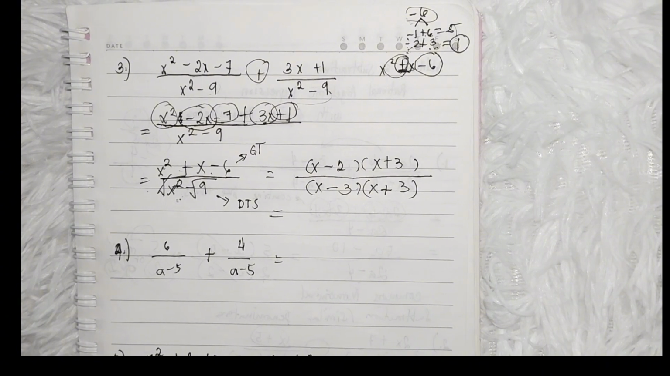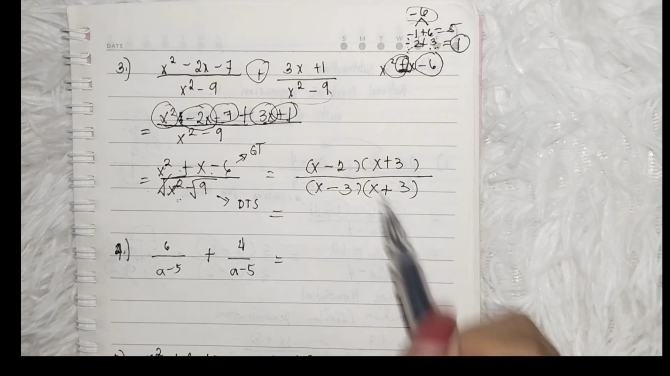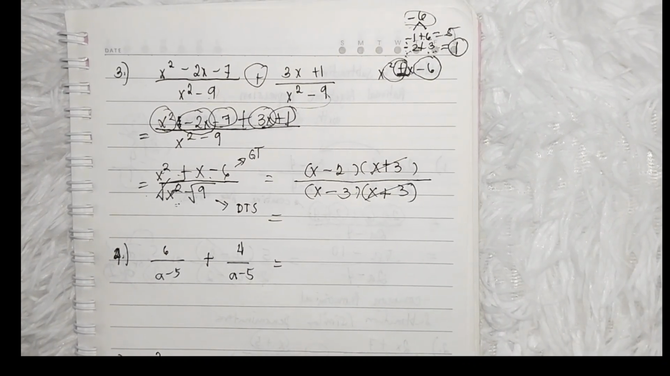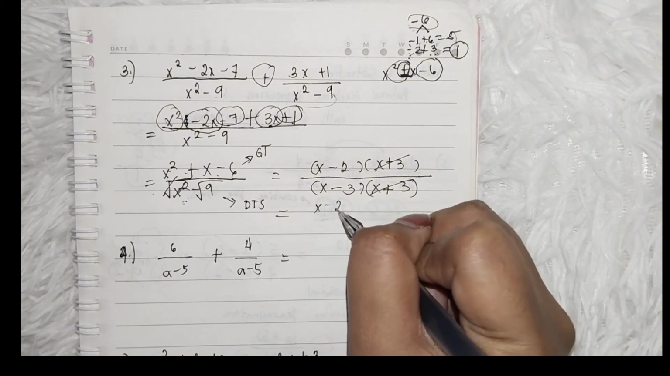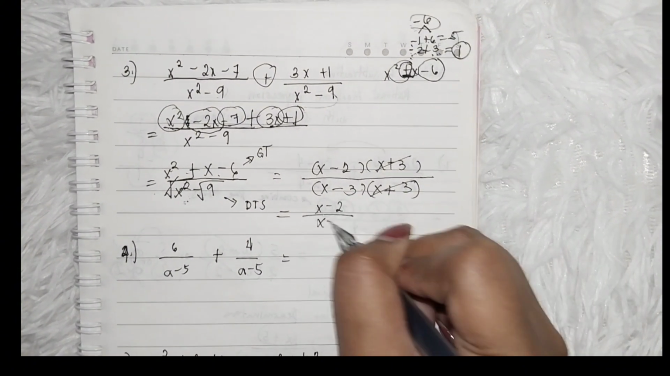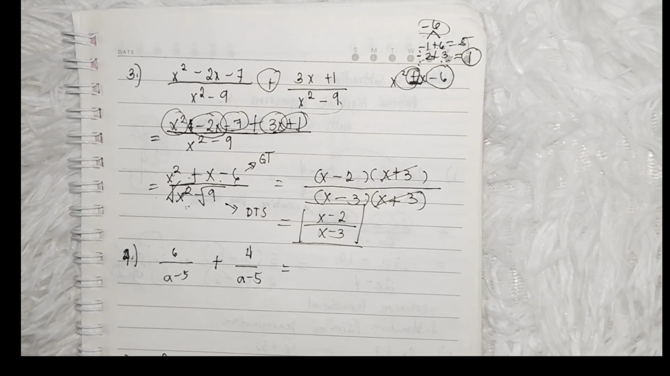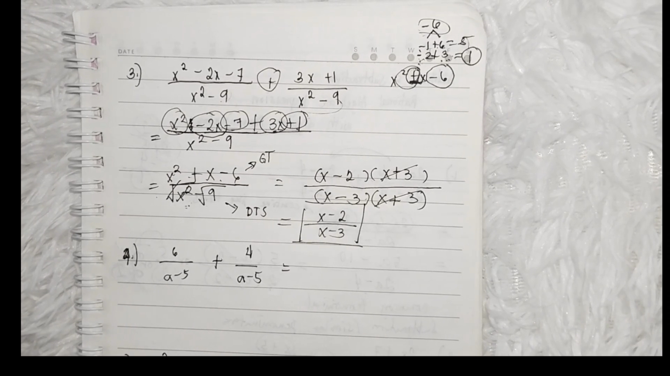Then, for the final one, cancel everything na common kay numerator and denominator, and that's x plus 3 because they are both in the numerator and denominator. So, therefore, your final answer is x minus 2 over x minus 3, and that's final. Ganun lang po kasimple. Alright, so very easy lang.